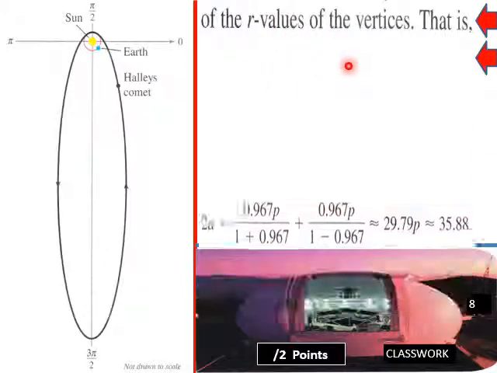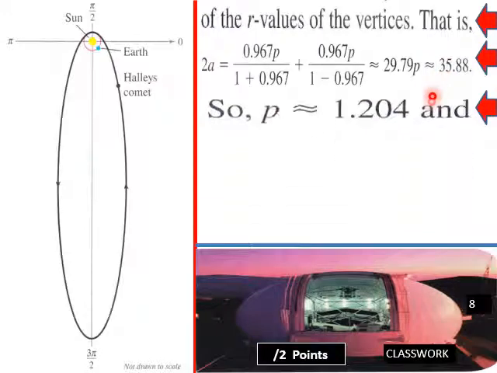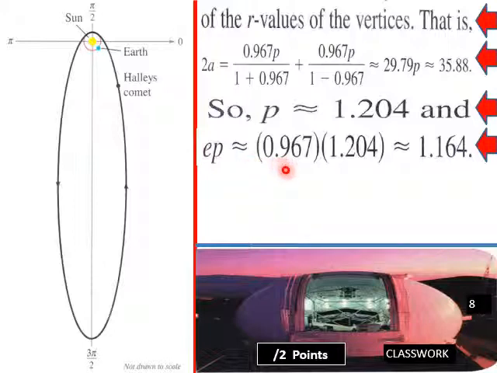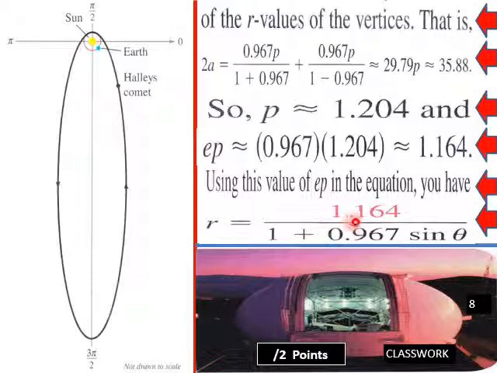That is 2a equals 0.967p over 1 plus 0.967, plus 0.967p over 1 minus 0.967, and when you add these together you get 29.79p, which equals 35.88. So p in this approximation will be 1.204, and ep will equal 0.967 times 1.204, which is 1.164. Using this value of ep in the equation, you have r equals 1.164 over 1 plus 0.967 sine theta.